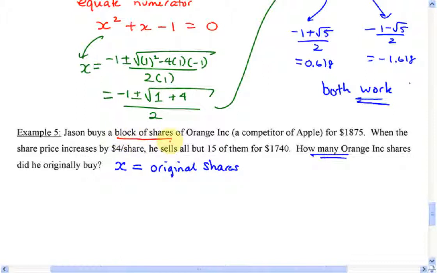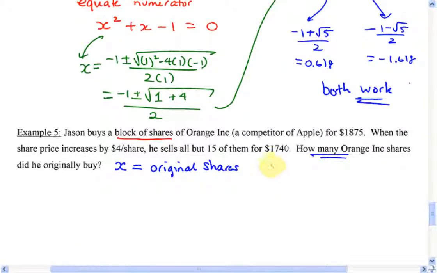He buys a block of shares, kind of like buying a whole bunch of coffees. Each coffee costs a particular amount. How much does it cost? I don't know. What, the coffee? Or the shares? I don't know. So if I don't know something else, what can I do?